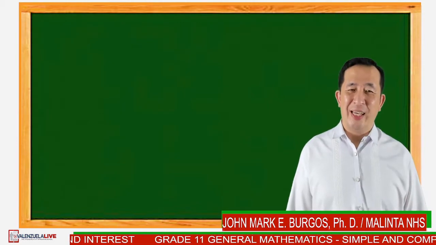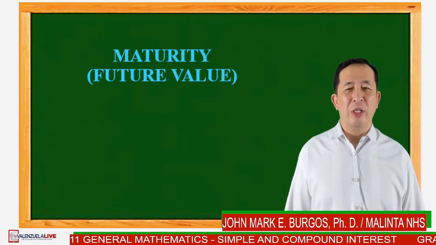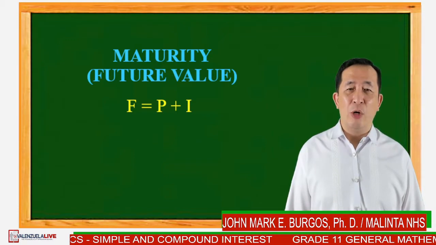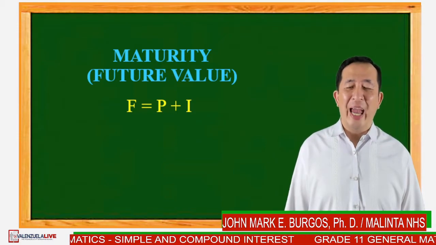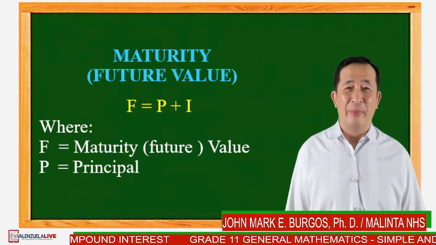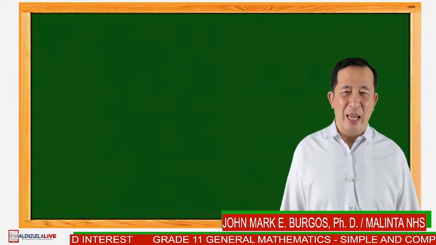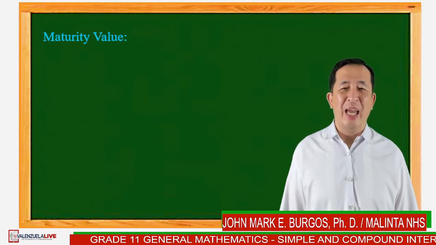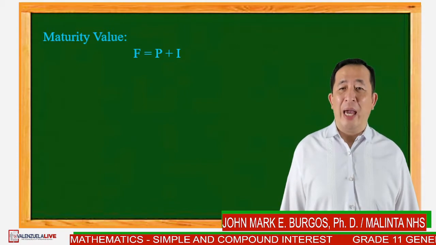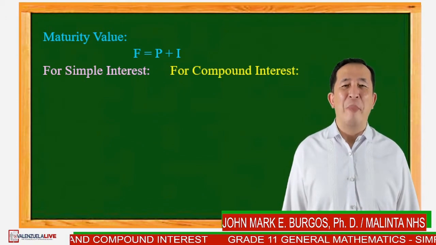Let's proceed to the next lesson, which is the maturity or future value. To compute for the maturity or future value, we will use the formula F is equal to P plus I, where F is the maturity or future value, P is the principal, and I is the interest. Since the formula for the maturity value is F equals P plus I, from here we can derive the maturity value for the simple interest and the compound interest.